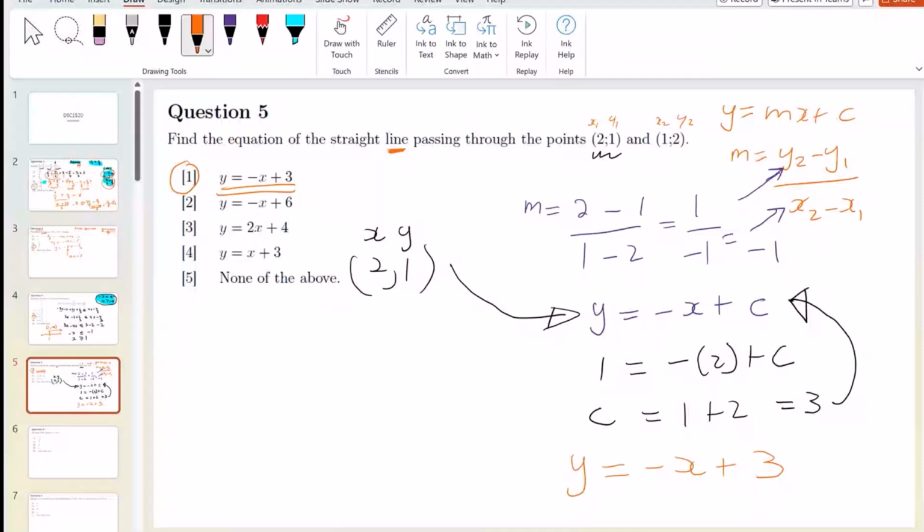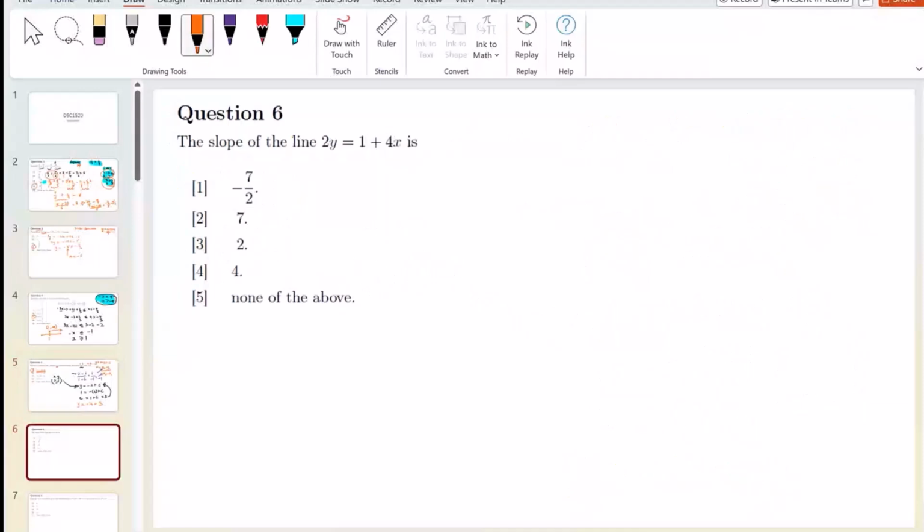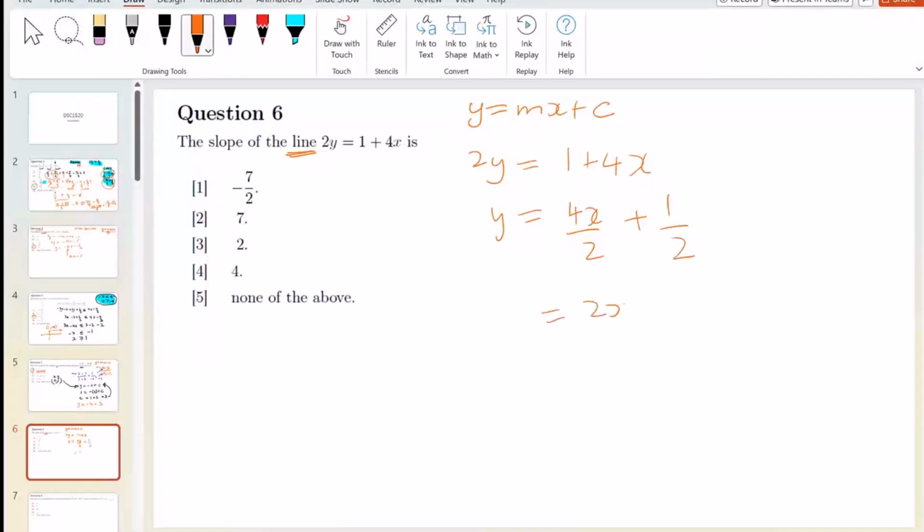Here still, you are working with a line. Still, you are within the discourse of a linear function. So to get this, you're going to have 2y is equal to 1 plus 4x. So your y is going to be equal to 4x over 2 plus 1 over 2. So this is going to be 2x plus half. So now your gradient would be 2.